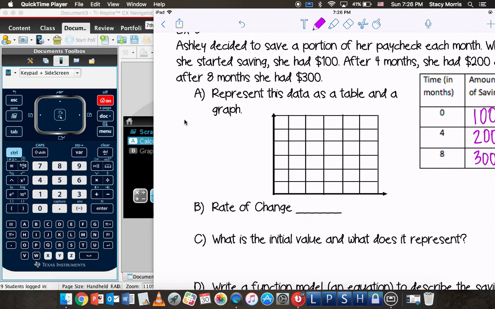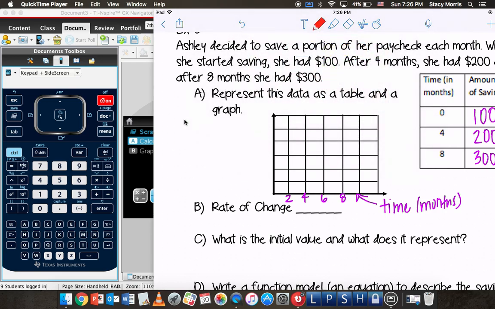Something about graphs that's really important is that you label the axes. So we're going to label this x-axis, and I didn't really leave a lot of room there. The x-axis is going to be time in months. We need to go to 8 months, so I can't count by ones, because I run out of room. So I'm going to go every 2 months: 2 months, 4 months, 6 months, 8 months. And then on the y-axis, it's amount of savings.